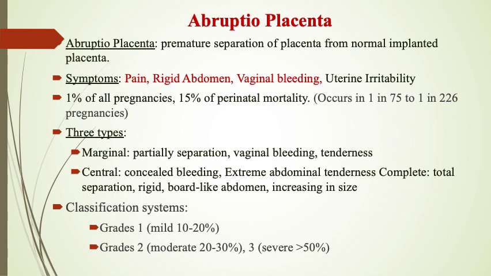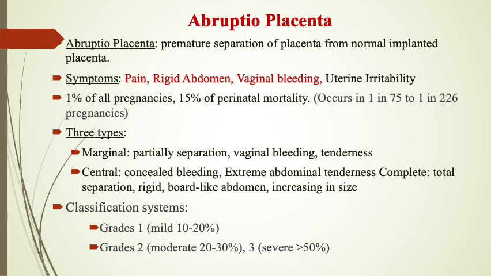In order to remember the signs and symptoms of placental abruption, remember the mnemonic DETACHED. D stands for dark red vaginal bleeding. E for extended fundal height. It means that the fundal height is increasing because of the bleeding, due to the concealed bleed. T for tender uterus. The uterus is very tender. A for abdominal pain. C for concealed bleeding. H, hard abdomen. That's that board-like abdomen.